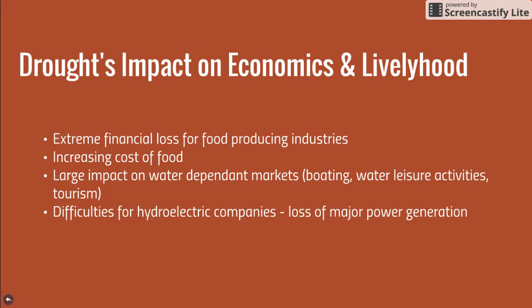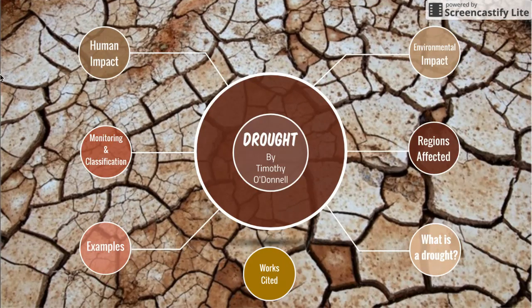A large span of water-dependent companies, such as water sport providers, boat manufacturers, or rental agencies, and even tourism providers can suffer from water strains caused by drought. Finally, both power and industry can be affected by loss of water, such as a hydroelectric plant.